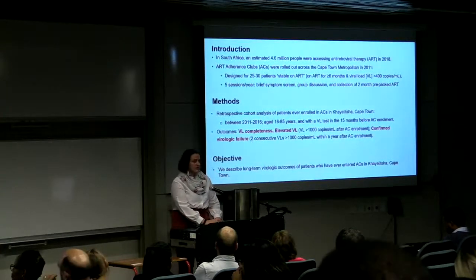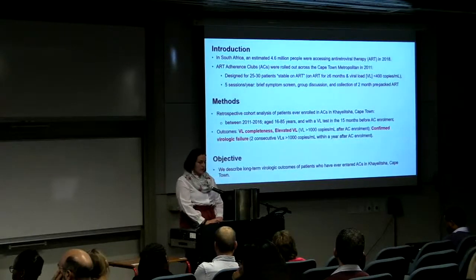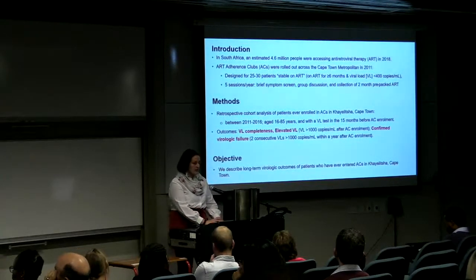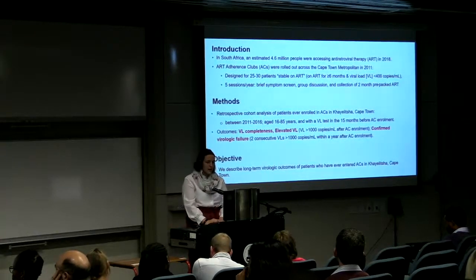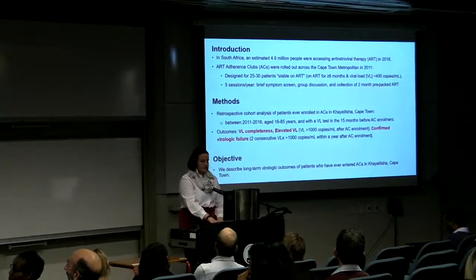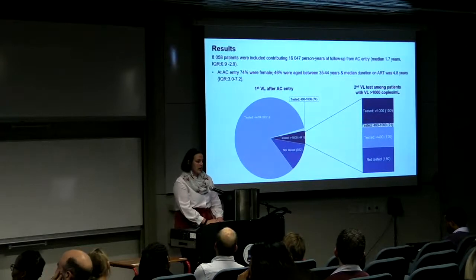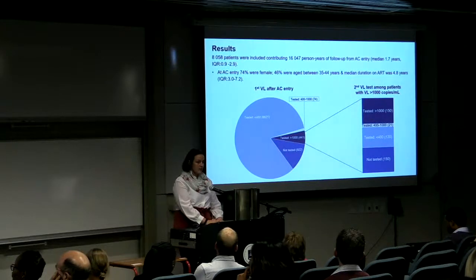So we conducted a retrospective cohort study among these patients who entered between 2011 and 2016, were aged between 16 and 85, and had a viral load test within the 15 months before enrollment. Our outcomes of interest were viral load completeness, an elevated viral load, which is one viral load greater than 1,000 copies, and then confirmed virologic failure, which were two consecutive viral loads within a year. So we analyzed just over 8,000 patients who contributed 16,000 person years of follow-up, and they were followed up for a median of 1.7 years.